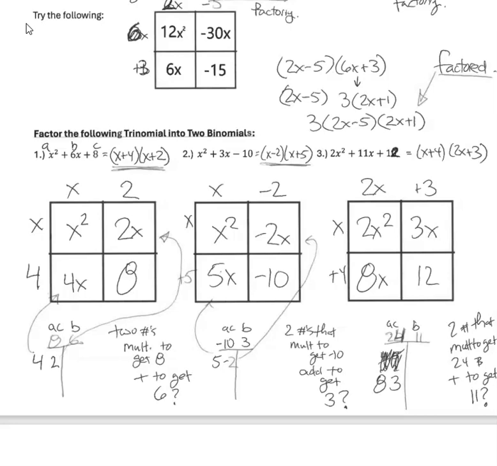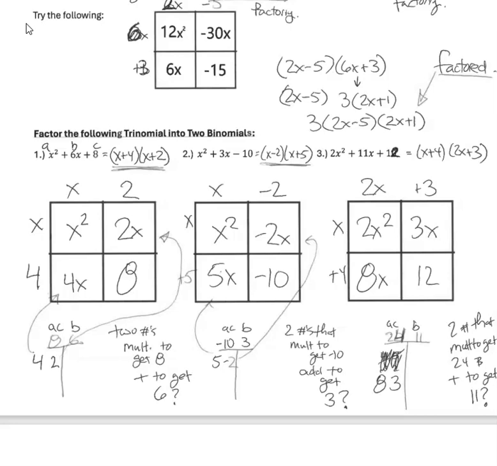There's many numbers that multiply to get 8. 1 and 8, 8 and 1, -1, -8, 2 and 4, -4, -2. There's many different ones that multiply to get 8, but there's only one pair that also adds to get you 6. And they are going to be 4 and 2. So that's how I knew that those boxes were going to be filled in with a 4x and with a 2x.